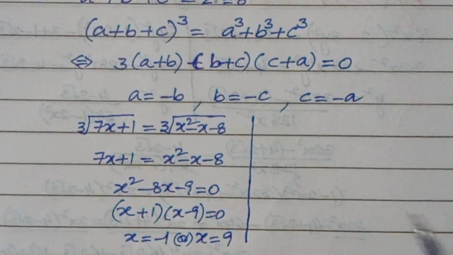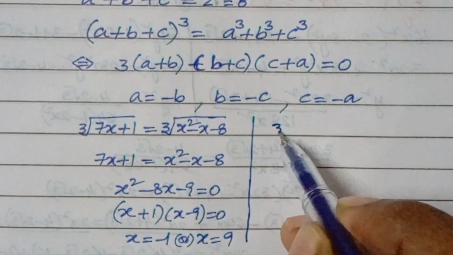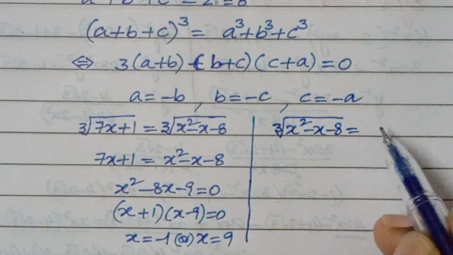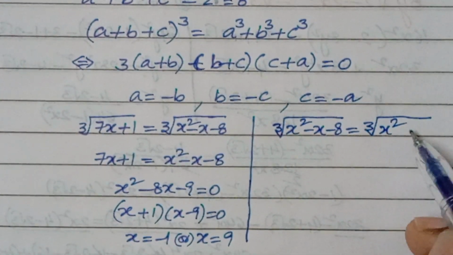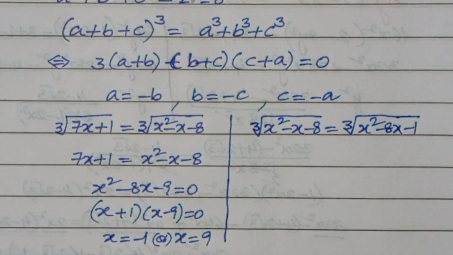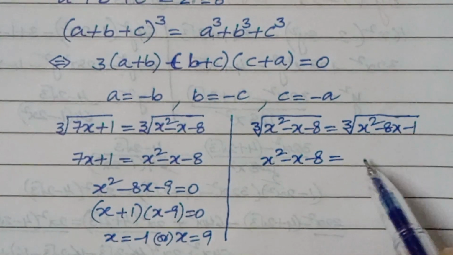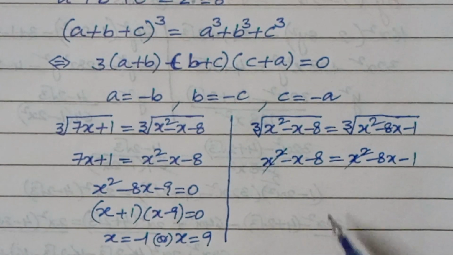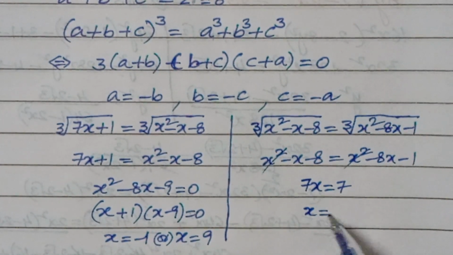Now if you go to the second one, b is equal to c. The b value has a minus here, so cube root of x square minus x minus 8 is equal to cube root of x square minus 8x minus 1, the minus signs getting cancelled. If you solve this, x square minus x minus 8 equal to x square minus 8x minus 1, x square gets cancelled. Here you'll get 7x equal to 7, x is equal to 1.